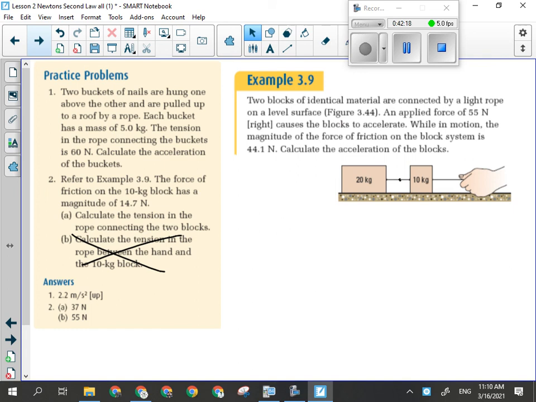Okay. Anybody want a hint? You're going to solve for this. You can solve for it using either box, but my suggestion would be to solve for the tension between the two boxes using the first 10 kilogram box. Draw a free body diagram that shows the three forces acting on the 10 kilogram box.